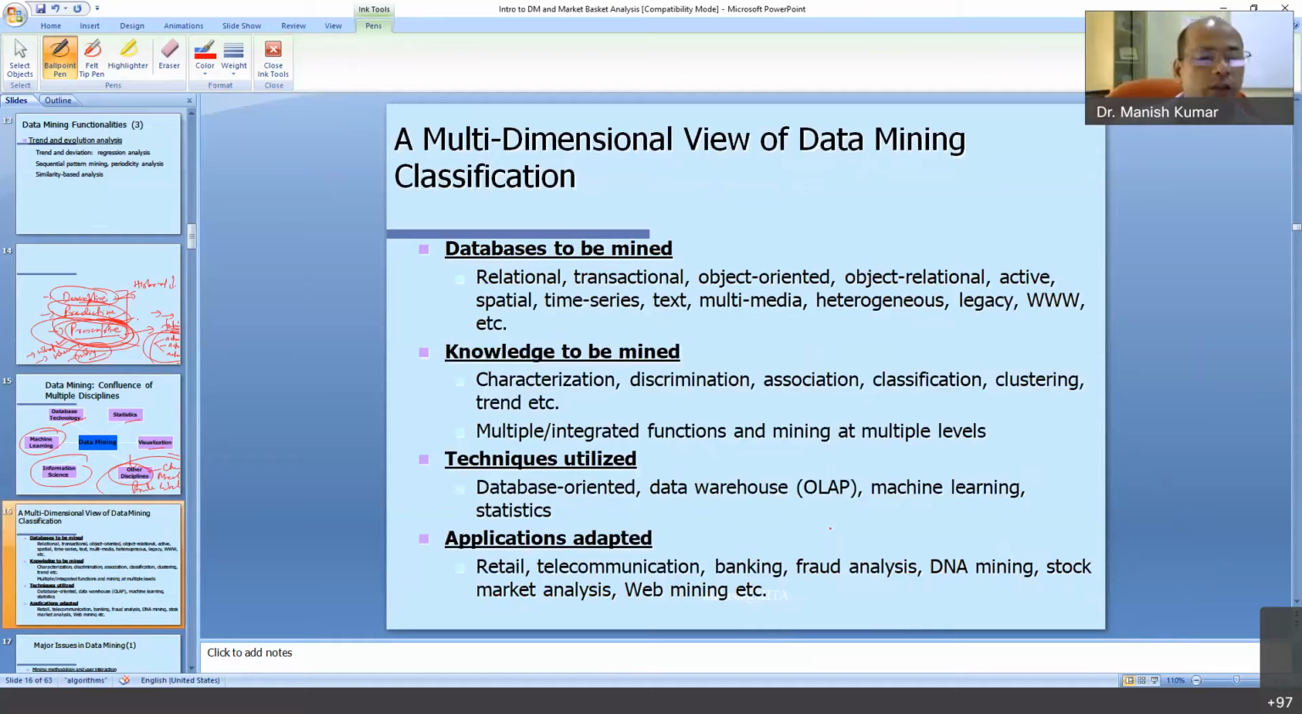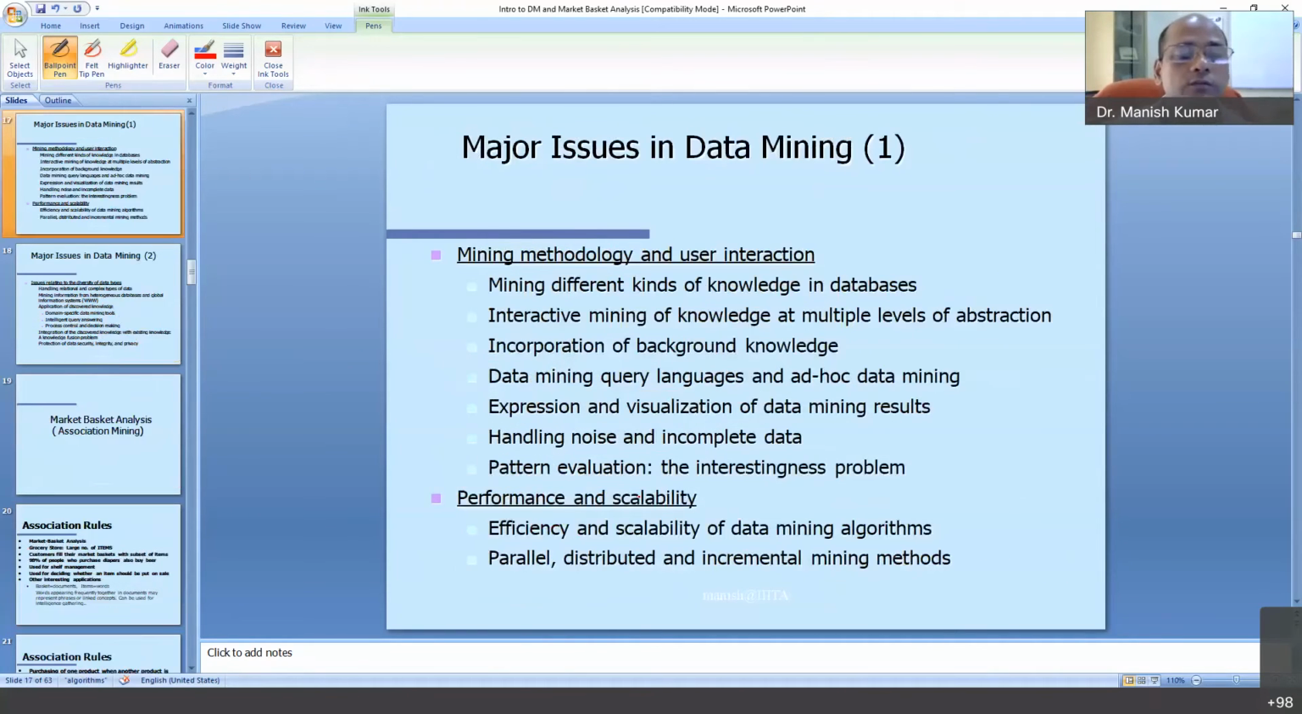If you look for issues involved, obviously when we talk about the data, I told you that all types of data you can perform your analysis on. When you talk about what analysis you can do, and then obviously techniques, you are free to use. You can use database oriented, data warehouse oriented, machine learning, statistics and all applications. As I told you, in today's world, almost all the disciplines have this particular data analysis application. Okay.